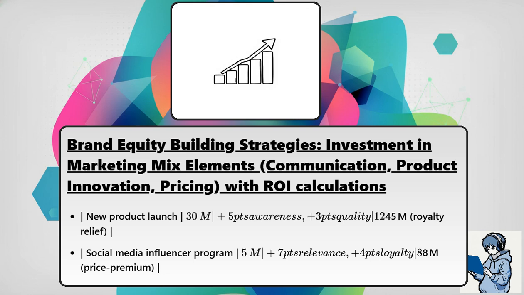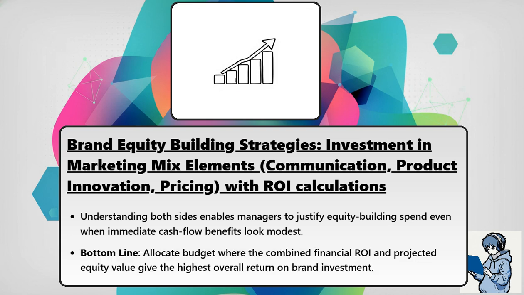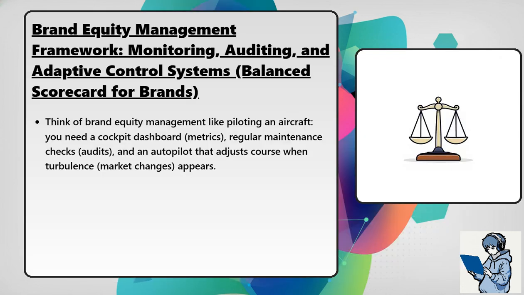Row 2, social media influencer program, $5 million cost, plus 7 points relevance, plus 4 points loyalty effect, 8% short-term ROI, $8 million long-term equity value, price premium. Understanding both sides enables managers to justify equity building spend even when immediate cash flow benefits look modest. Bottom line: allocate budget where the combined financial ROI and projected equity value give the highest overall return on brand investment. Think of brand equity management like piloting an aircraft.